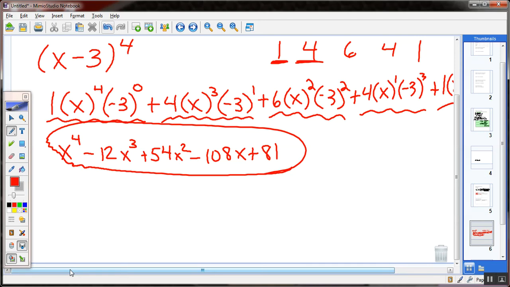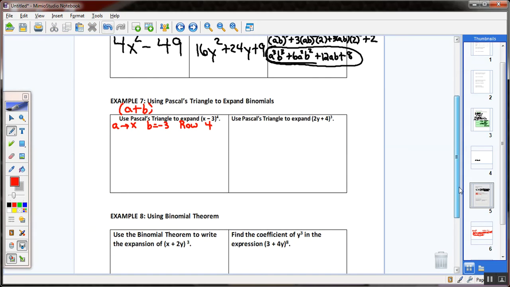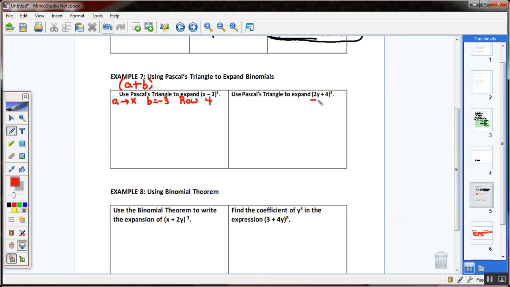Okay, so let's try one together, kids. We're going to use Pascal's triangle to do what here? Expand. Okay, how about this? Let's get this one done and we'll save the rest for Monday. Is that fair? Okay. It won't take long, and we'll have a lot of time to work on this Monday.